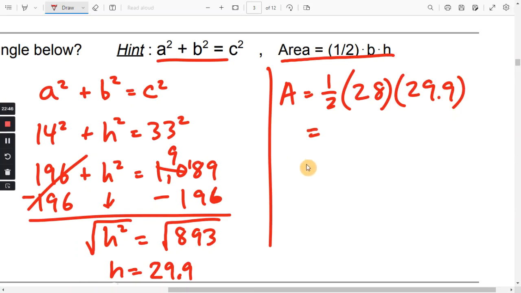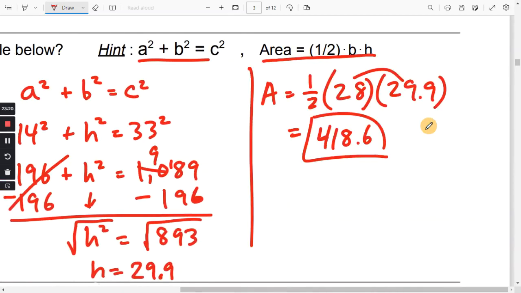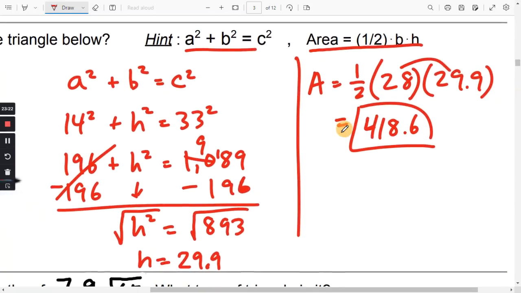All right, and you could turn this into 0.5, or you can just divide by 2 at the end instead of multiplying by 1/2. That's the same thing. So I'm going to do 28 times 29.9, and then at the end just divide by 2. All right, and I get 418.6. So that is the area, and if there were units like inches or something, the units would be squared. But again, it's all multiple choice.